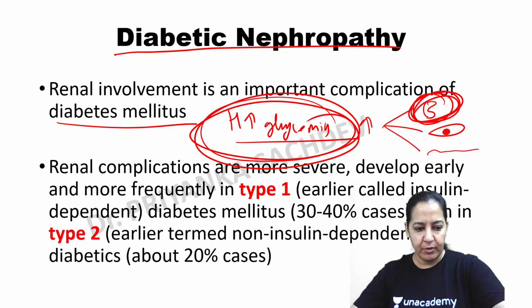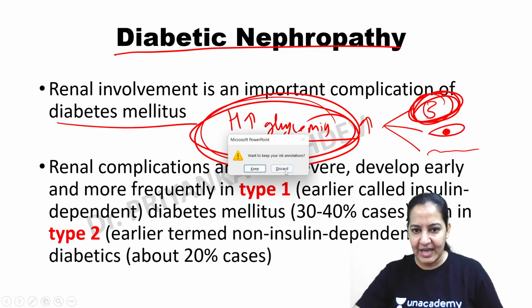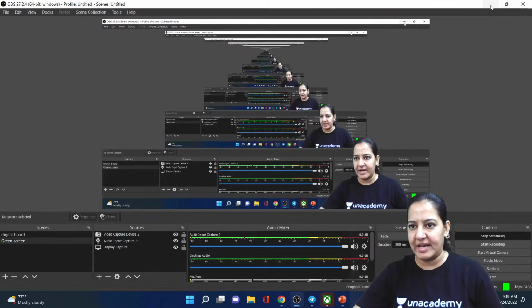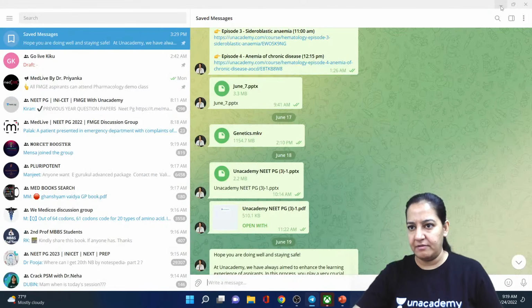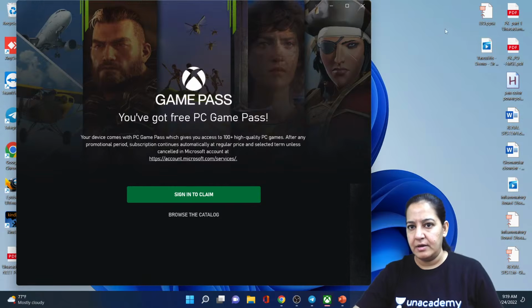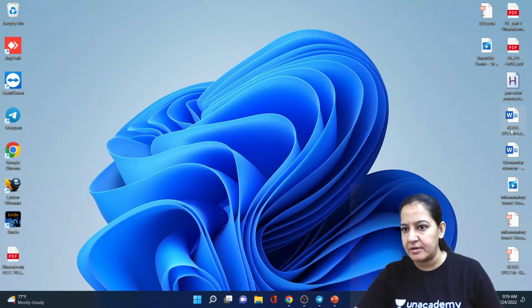You give me a minute. I want to change the color of the pen. For that, I have to go on the desktop. Give me just a minute. It will hardly take 1 second. Okay, just a second.